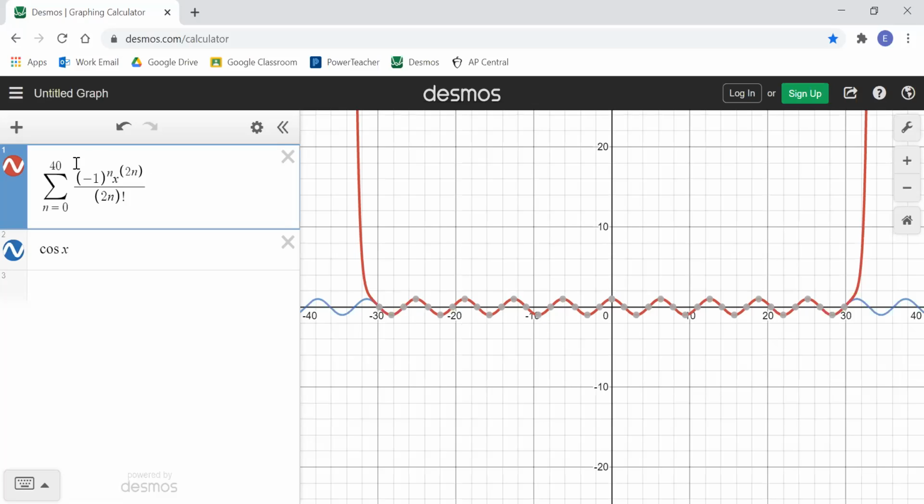And if we were able to extend this infinitely, we would see that it was exactly the same. This series is the cosine function when written out in its entirety.